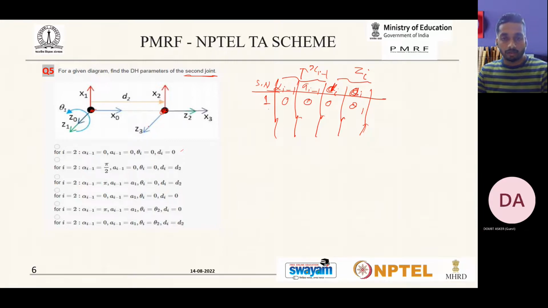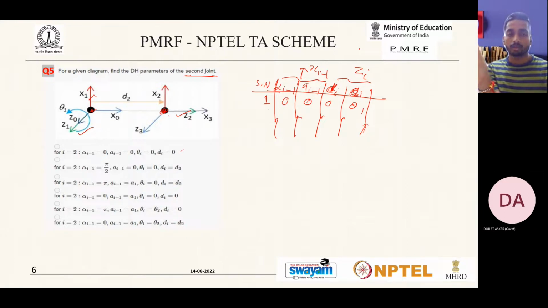Now for the second, we have Z2, that is this one, and we have Z1 here. Now what we have to find, alpha i minus 1, is the angle between Z1 and Z2 about the x1 axis. So here we have the x1 axis, right? That is x i minus 1 for Z2. So if you take your thumb on this x1 and try to rotate Z1 so that it coincides with Z2, what will happen? It will go like this, right? So x1 is upward.